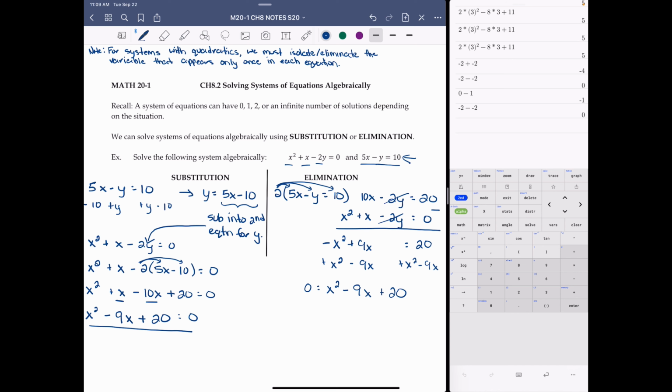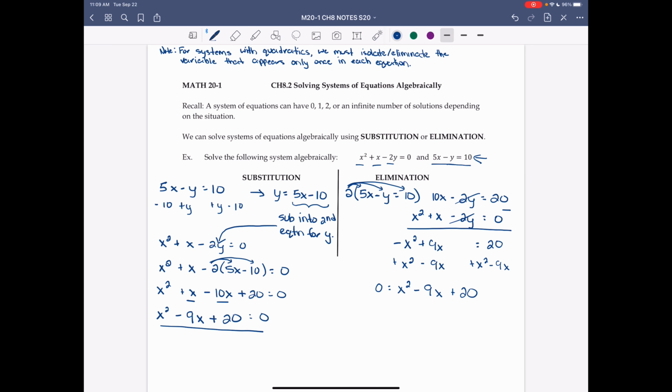So we see that we get to the same place with our two methods. We get to this single quadratic, x squared minus 9x plus 20 equals 0.